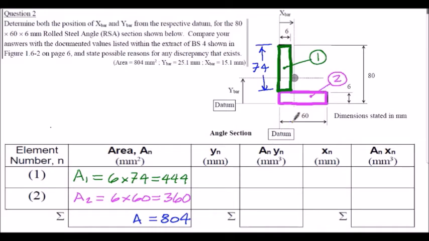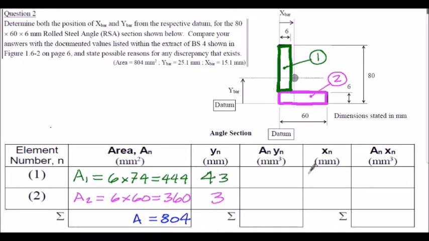The area for element number 2 is easily found. It's simply the 60 mm by the 6 mm, so 360 mm squared for the area of element 2. As always, we just add the areas up to find the summation of area, so 804 mm squared.